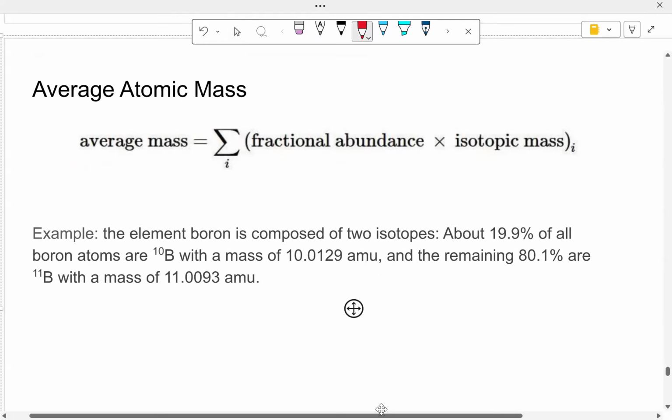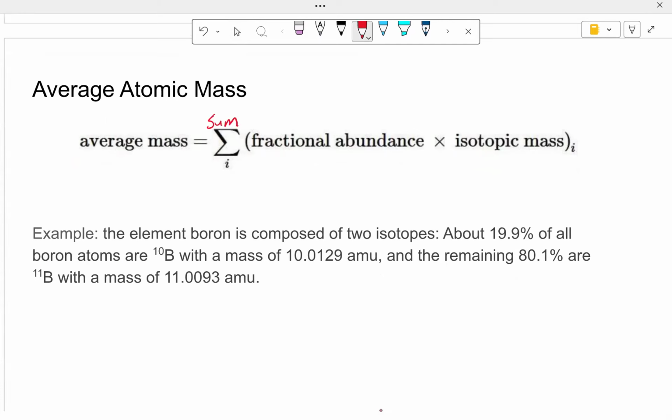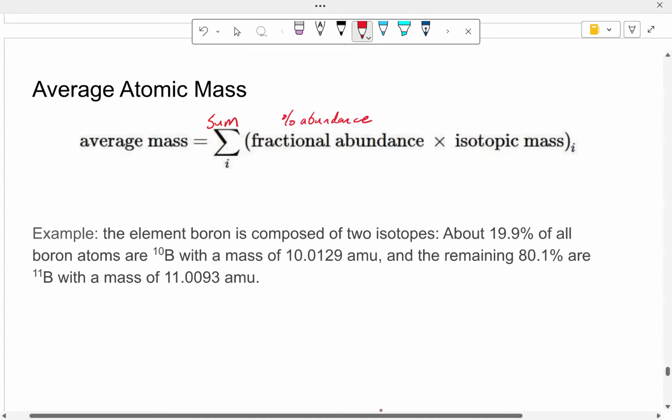Well, it's the sum, that's what that sigma symbol represents, of all of the isotopes in terms of their fractional abundance, that we also refer to as percent abundance, times its isotopic mass. Let me simplify this a little bit or maybe expand on it. The average atomic mass is going to be the fractional abundance of your first isotope times the isotopic mass of that first isotope.